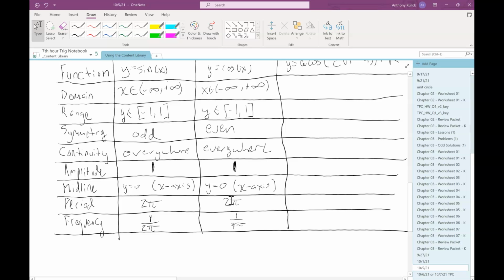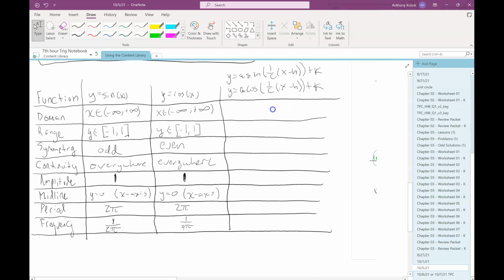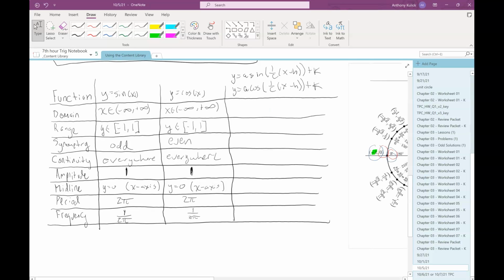Okay, so let's talk about these transformations. Remember that we had 3 different types of transformations. We have stretches and shrinks, either vertical or horizontal, which are broadly called dilations. We have reflections across either the x-axis or the y-axis. And then we have translations, either up or down or left and right. Everybody's okay with that?